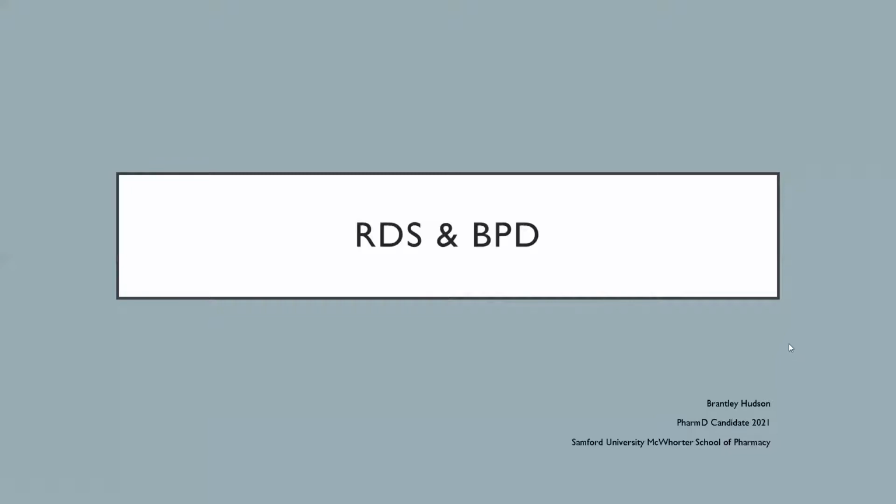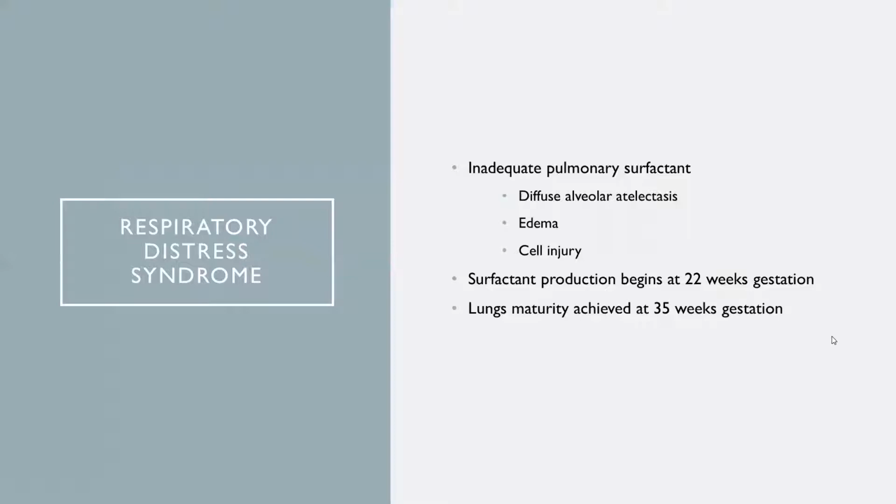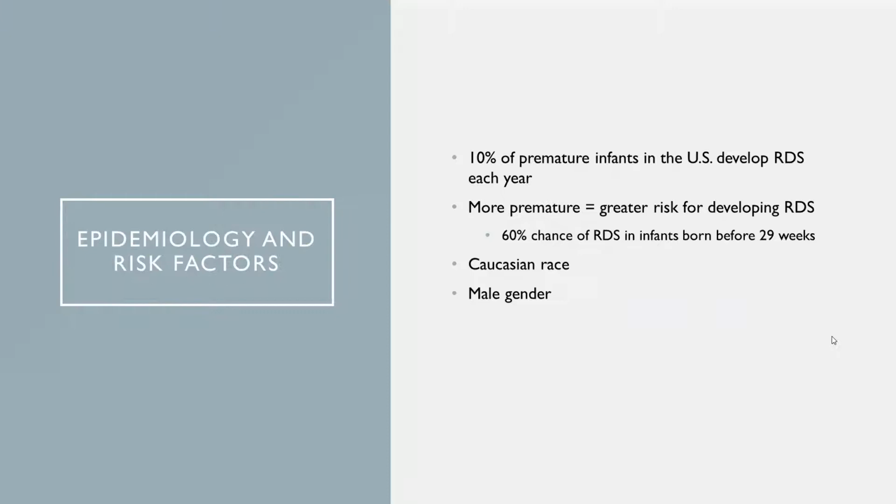I'm a P4 from Stanford University, and today I'm going to be talking about RDS and BPD, respiratory distress syndrome and bronchopulmonary dysplasia. Respiratory distress syndrome is primarily caused by inadequate pulmonary surfactant, which results in diffuse alveolar atelectasis, edema, and cell injury. Surfactant production begins at 22 weeks of gestation normally, and lungs normally mature at around 35 weeks gestation.